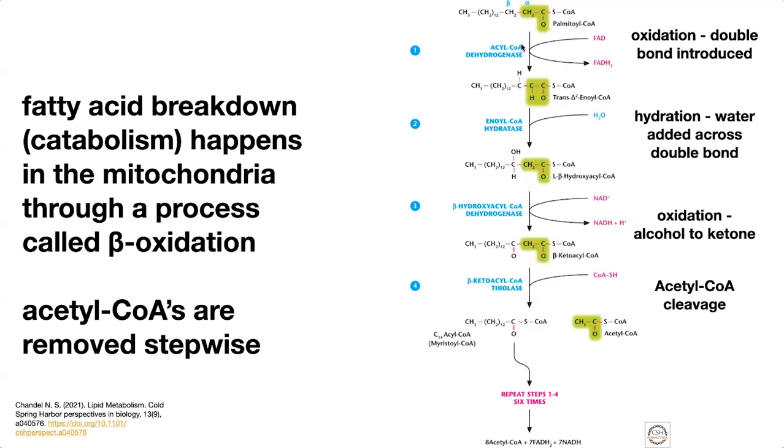How this breakdown goes is that you're going to do a first oxidation to generate an alkene, a carbon-carbon double bond. Then you're going to hydrate that, adding water across the bond. You're then going to oxidize that alcohol group to a ketone. And then you're going to cleave it off. The way that you cleave off the acetyl group is by using a CoA.